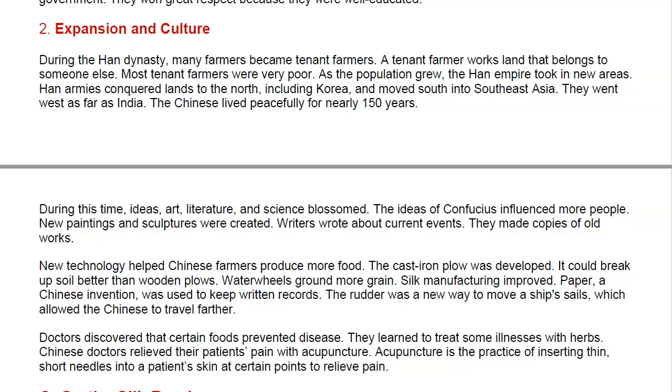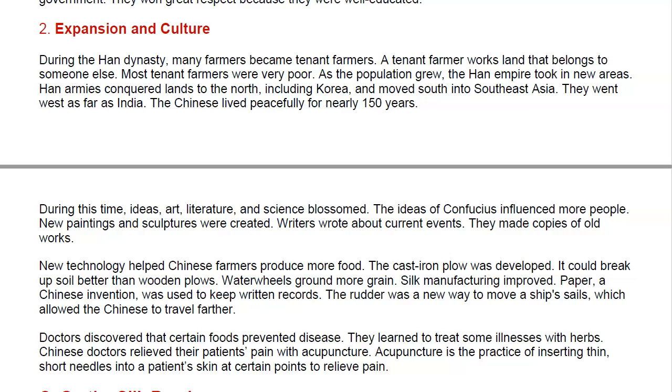The Chinese lived peacefully for nearly 150 years. During this time, ideas, art, literature, and science blossomed. The ideas of Confucius influenced more people. New paintings and sculptures were created. Writers wrote about current events. They made copies of old works.